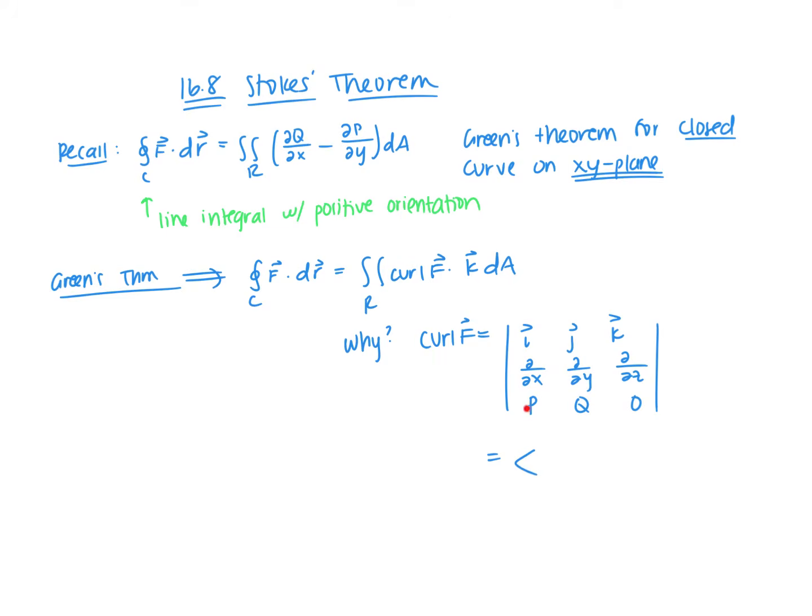Okay, so finding our i, we get the partial with respect to y of 0, which is just 0. Partial with respect to z of q. Q is a function, though, of x and y, so there is no z, so that gives us 0. Same idea for j. We get 0 minus, again, 0. And then for k, we get the partial of q with respect to x, subtract the partial of p with respect to y.